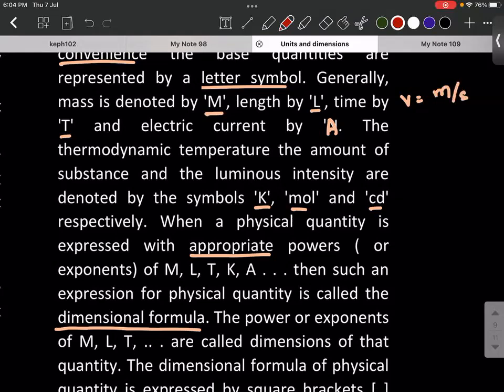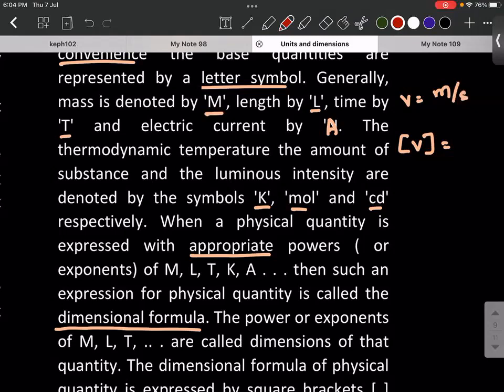Velocity is dependent on a physical quantity called displacement. Basically, displacement is a length. Similarly, second is time. So if I write the SI unit for v as meter per second, and then put a square bracket like this, I read it as the dimensional formula of v.